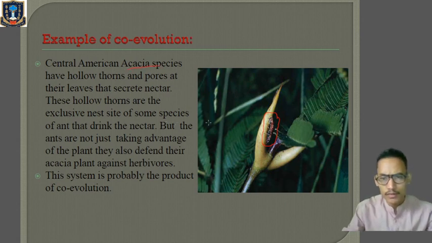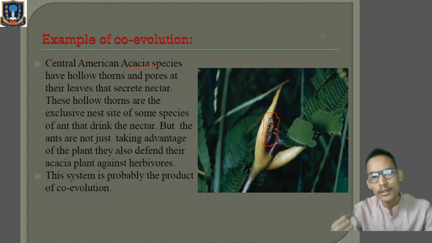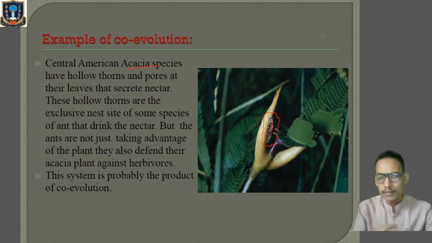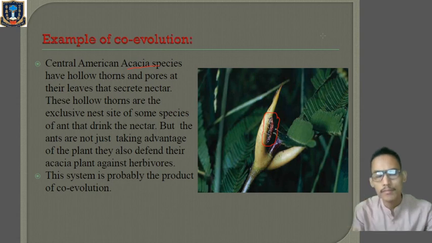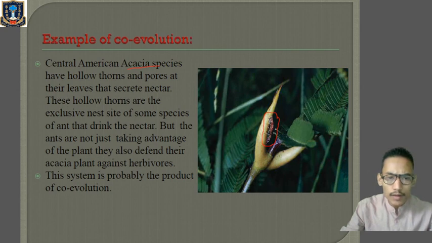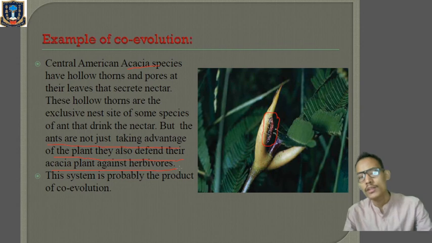Now these ants usually collect the nectar from the acacia. But the ants will not only collect the nectar from the acacia, in turn they are also providing a certain favor to the plant. So let's see the advantage or the favor that is being provided by the ant to the acacia plant. Ants are not just taking advantage of the plant, they also defend their acacia plant against herbivores.